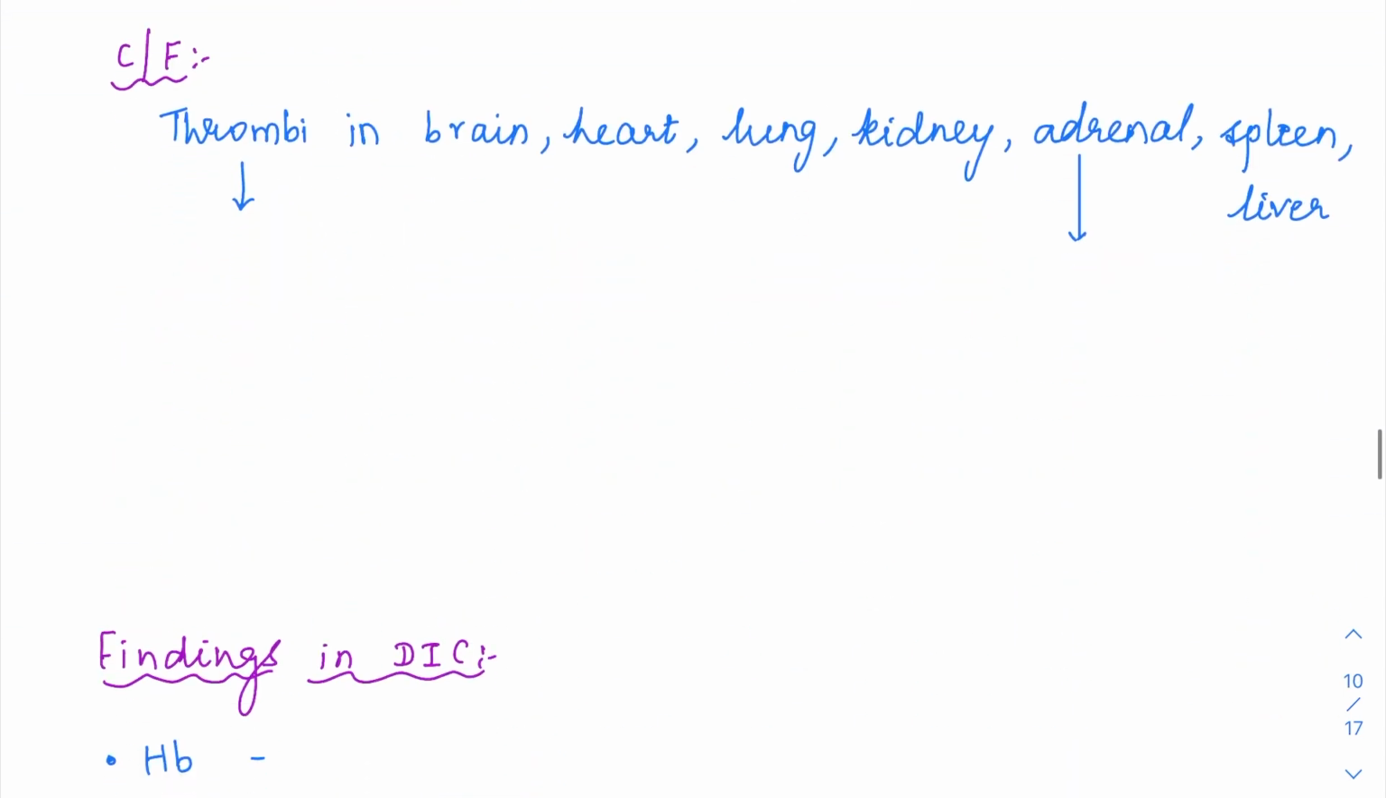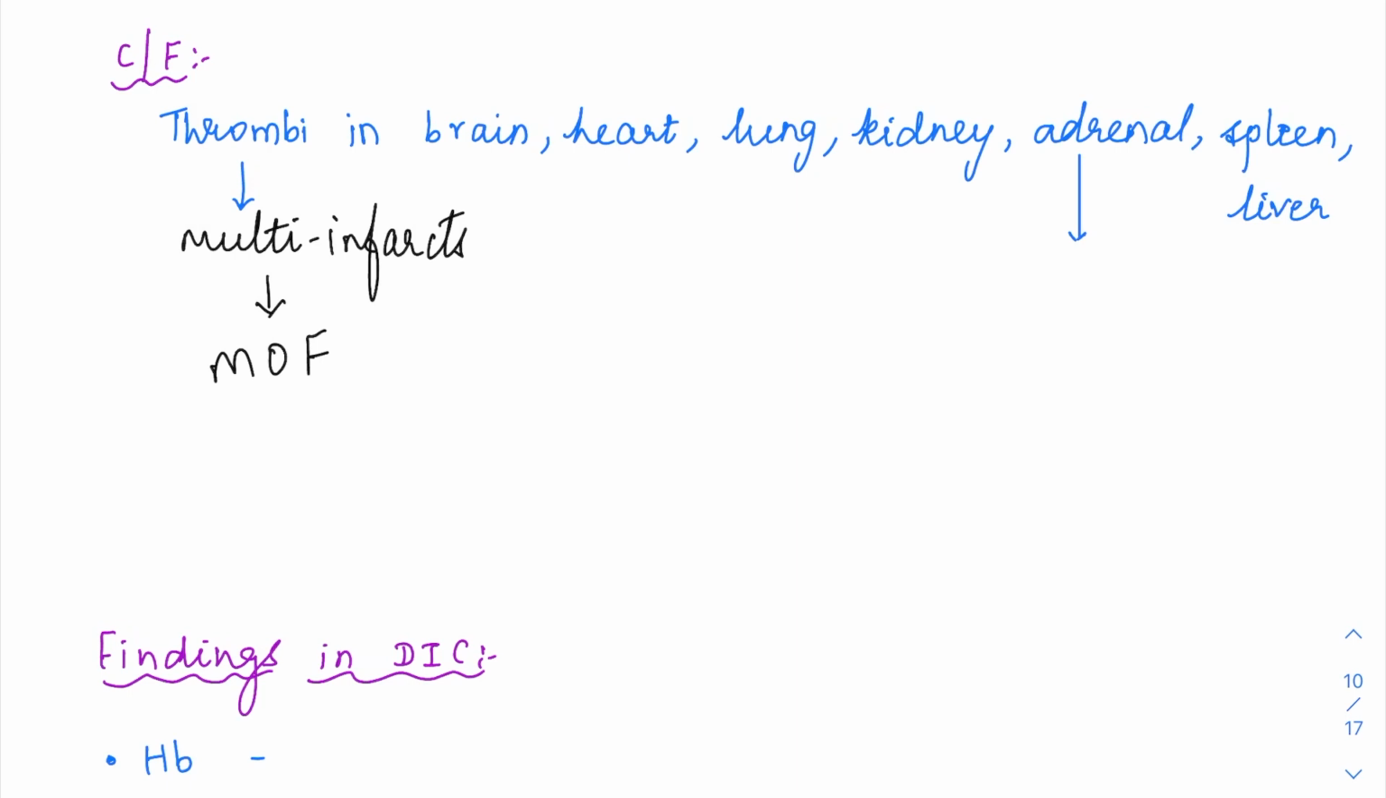When multiple thrombi are formed in the various small vessels, the end organs supplied by those vessels are going to have multiple infarcts. So thrombi will cause multiple infarcts leading to multi-organ failure. So the patient will go into failure. The thrombi can be in any organ: brain, heart, lung, kidney, adrenal, spleen, liver, anything. Okay.